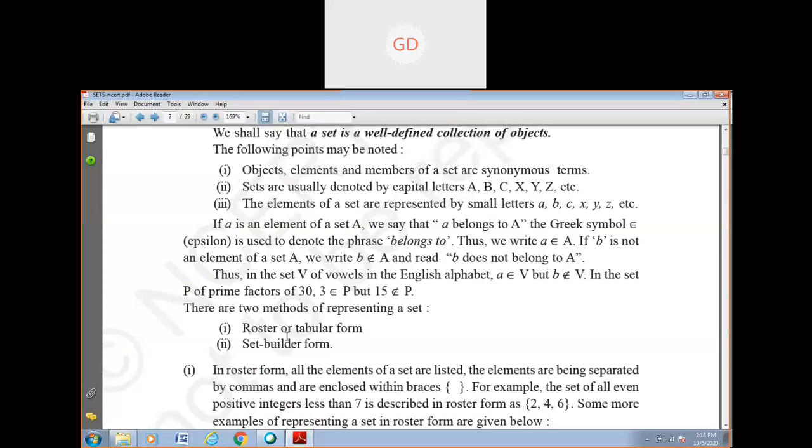Here on the screen you have seen the two methods of representation of sets. Number one, roster or tabular form, and the second method of representation is set builder form. These are the two ways in which we write a set. Only these two ways we use to represent a set.